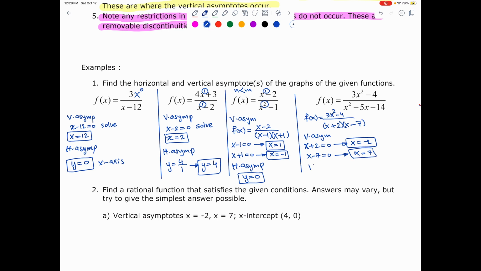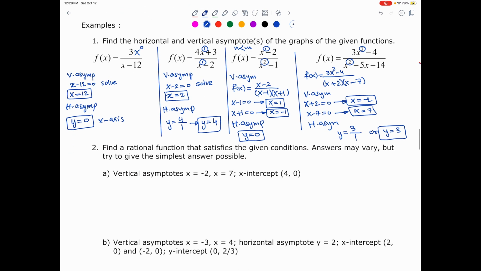The horizontal asymptote: in this case, the degree of the numerator is 2. The degree of the denominator is 2. So the horizontal asymptote will be y equals the leading coefficient of the numerator divided by the leading coefficient of the denominator, or in other words, y equals 3, and that is our horizontal asymptote. So these are basically how you're going to figure out the vertical and horizontal asymptotes.